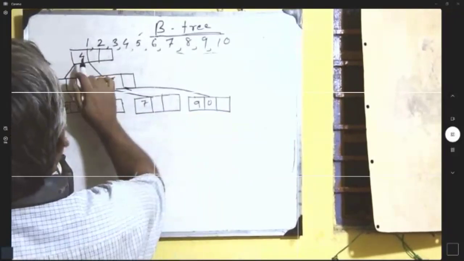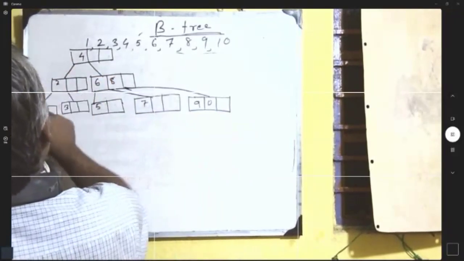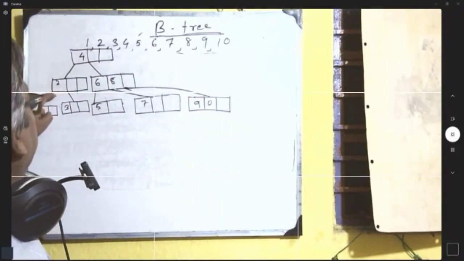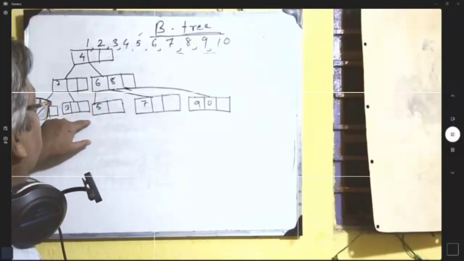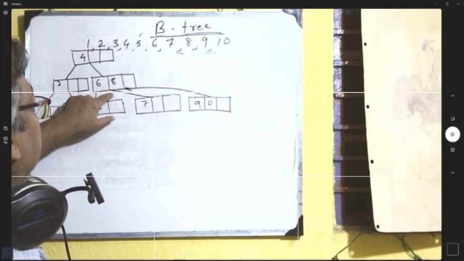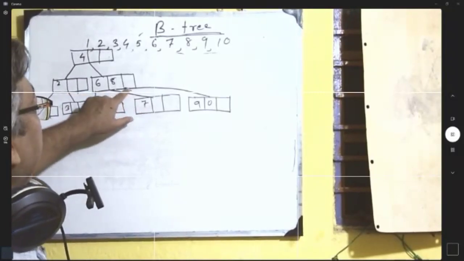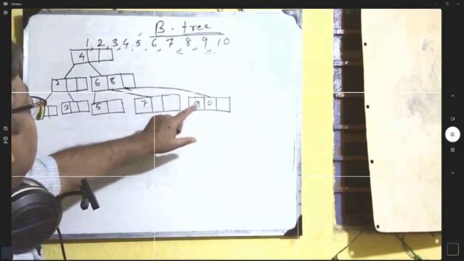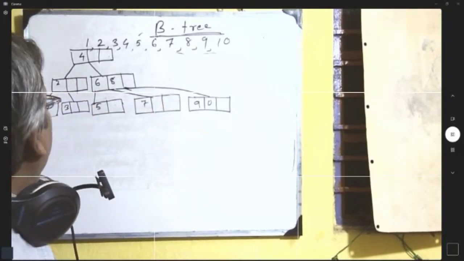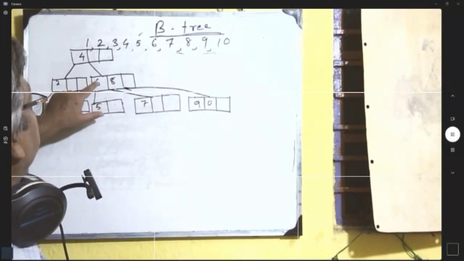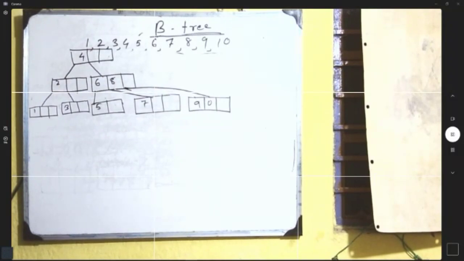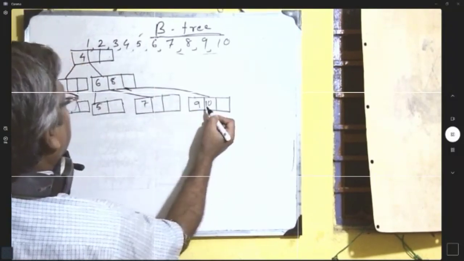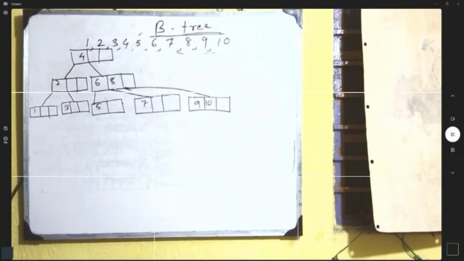So this is the final position after entering the values. 1, 2, 3 is the left position of the 4, and 3 is greater than 2, so it is the right position of the 2. 5 is less than 6, so it is the left child. Also 8 has two children: the left child is 7 and the right child is 9, 10, because they are greater than 8. So 1, 2, 3, 4, 5, 6, 7, 8, 9, 10. This is the final position after entering the values from 1 to 10.